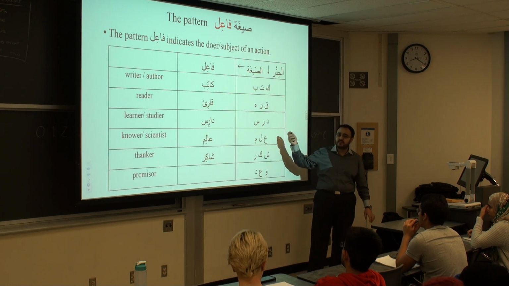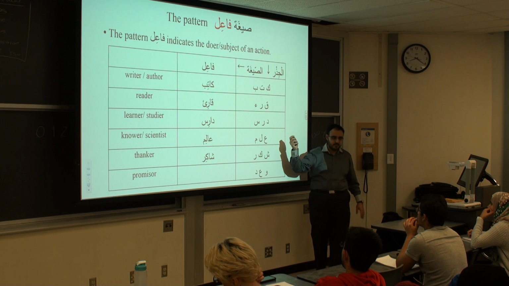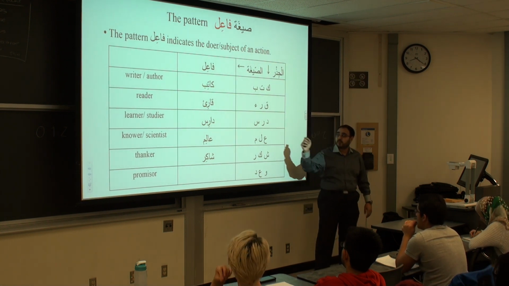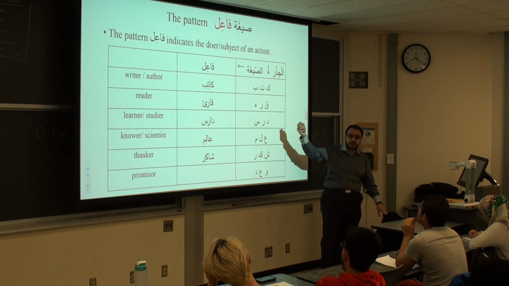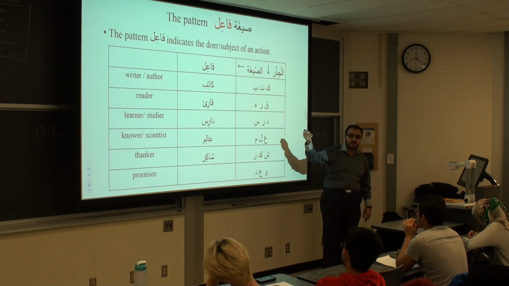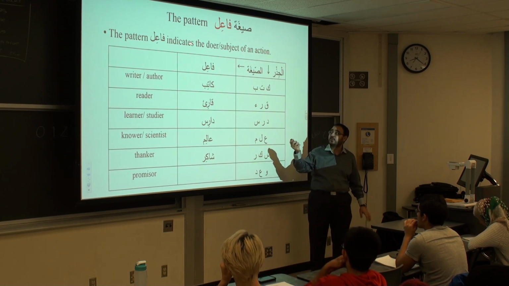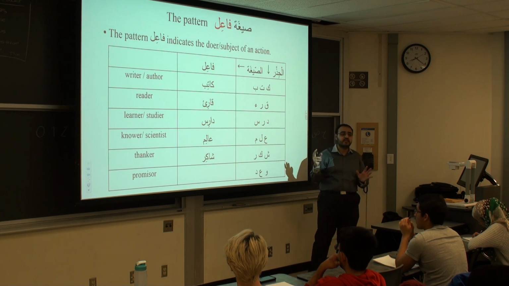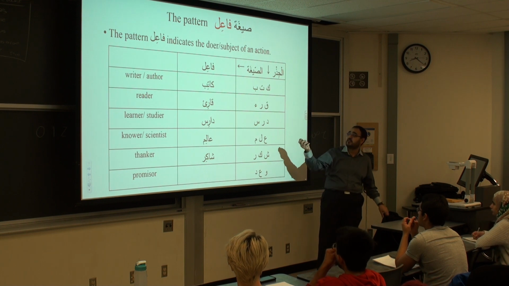What action? This is determined by the root. Did you all get this? So we have two players here. The root determines the action. The pattern determines a specific characteristic. In this case, it determines the doer of that action. Whenever you have a word following the pattern fa'il, it will always indicate the doer of the action.